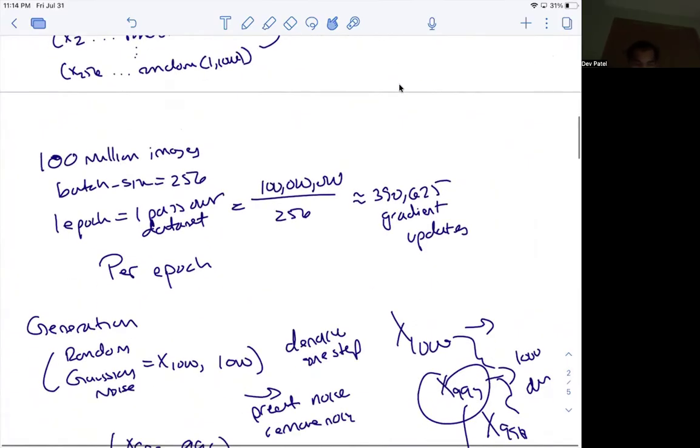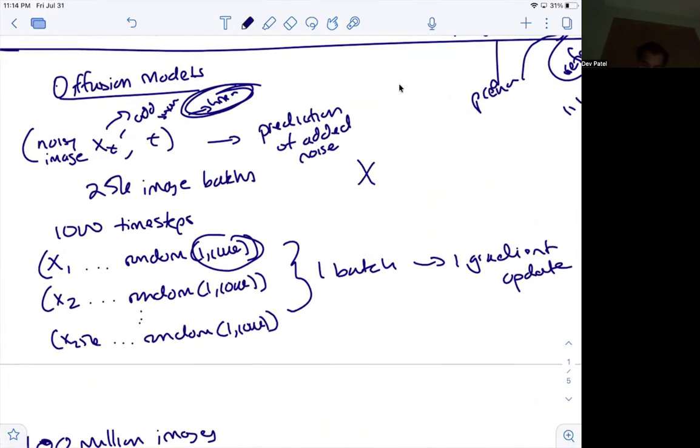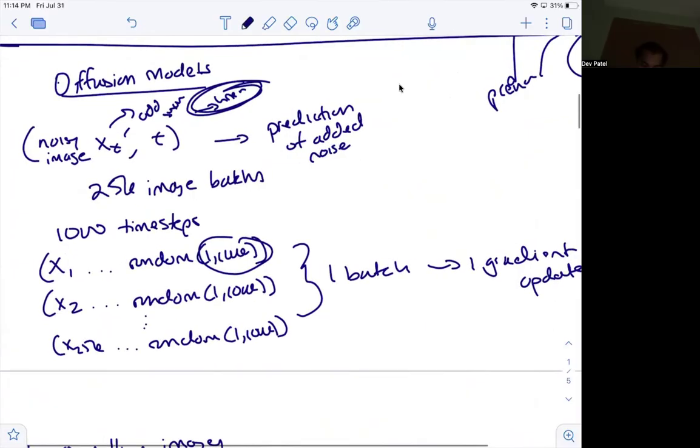Diffusion models we talked about, and one thing about diffusion models to make sure that you know is, during generation, let's say we say, okay, this is the image.